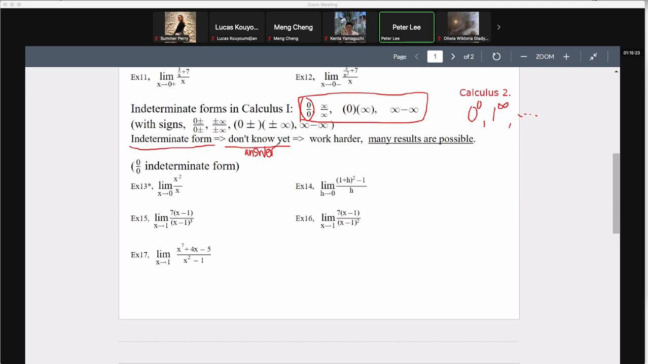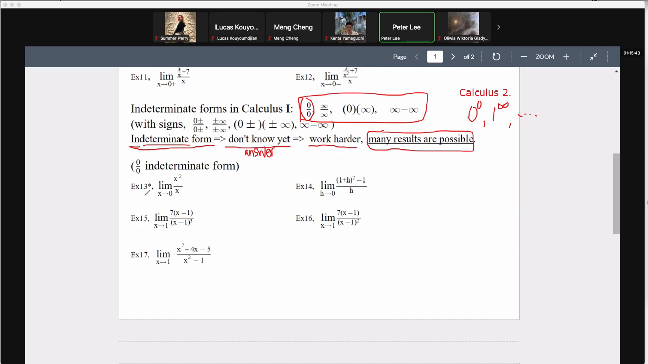Indeterminate form means we don't know the answer yet. We didn't do the problem yet. That's what it means. So when you get an indeterminate form, what does it mean? Work harder. So what does an indeterminate form really mean? It means not determined, many results are possible.